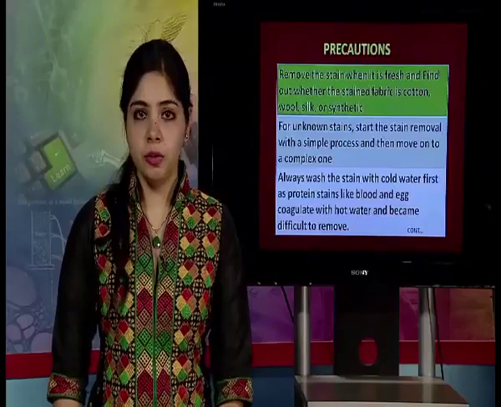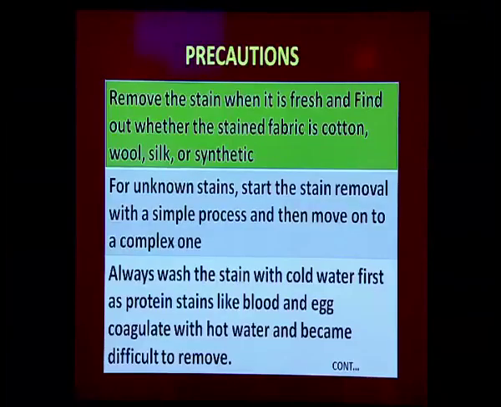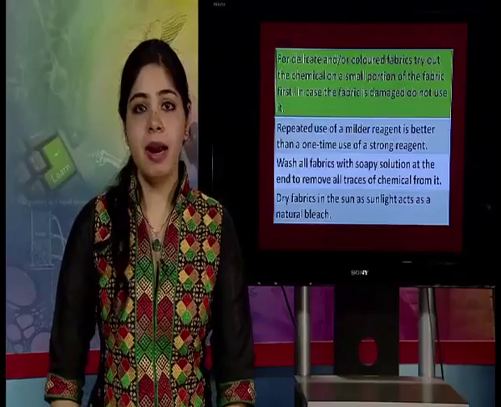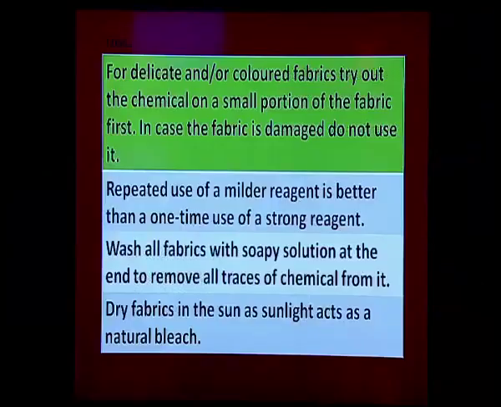What precautions do we need to take while removing stains? We need to remove the stain when it is fresh. For an unknown stain, start the stain removal with a simple process and then move on to a complex one. Always wash the stain with cold water first, as protein stains like blood and egg coagulate with hot water and become difficult to remove. Repeated use of a mild reagent is better than one-time use of a strong reagent. Wash the fabric with a soapy solution at the end to remove all traces of chemical from it. Dry the fabric in the sun, as the sun acts as a natural bleach.